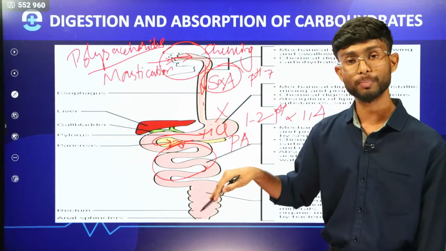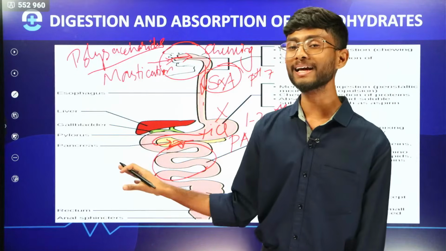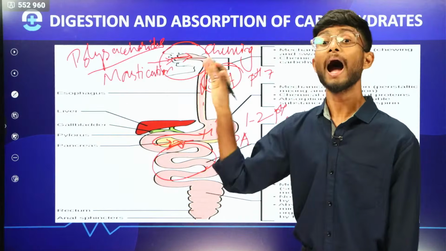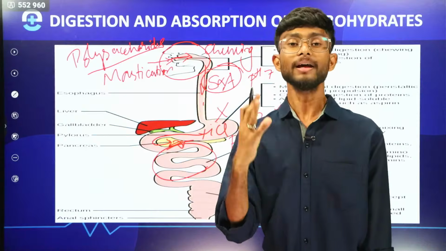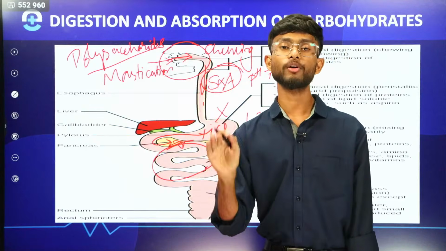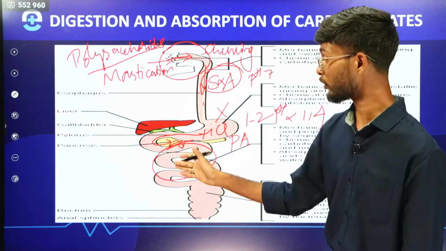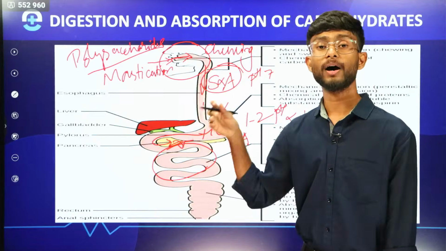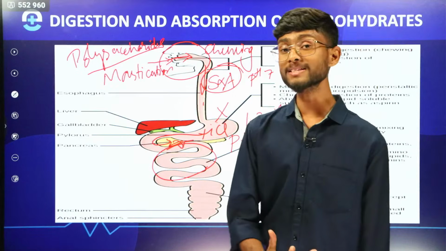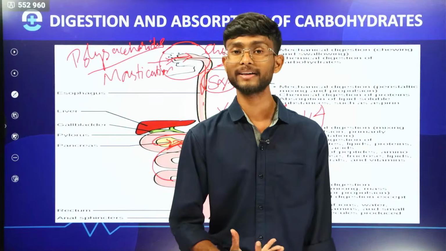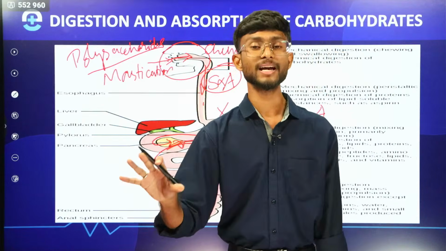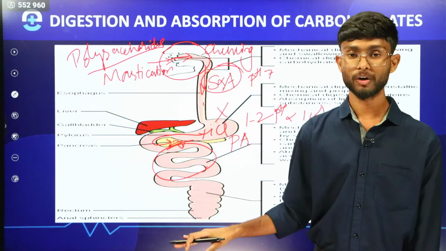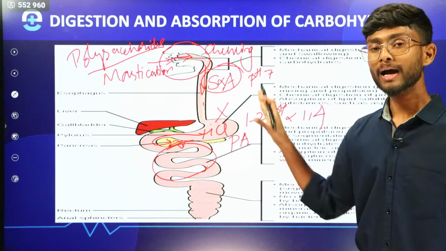Then it pushes to the pancreas. The pancreatic amylase comes into action, and then the alpha-1,4 linkage will be broken down. Then it enters the small intestine. As soon as the food enters the small intestine, the proper digestion occurs and this completes the digestion. Okay, the digestion process will be completed.